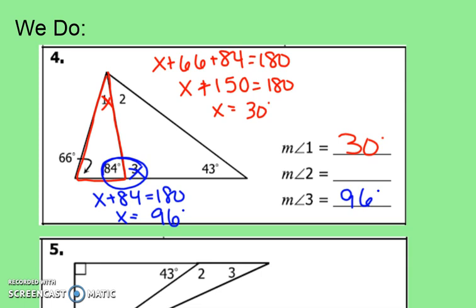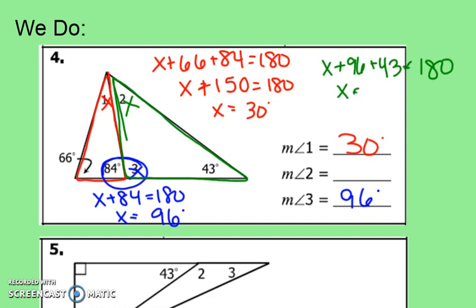Well, now I have a second angle. Now I can make my second triangle, and 2 is going to be my green X. Well, now I know I have X plus my blue X at the bottom, which we know is equal to 96, plus 43 needs to equal 180. Well, that becomes X plus 139. So that means X is going to equal 41 degrees.